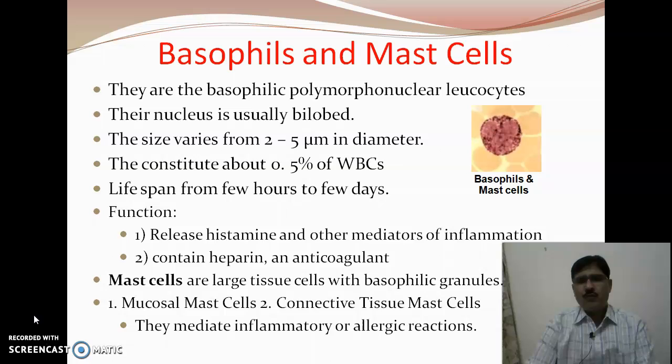Now, the basophils and the mast cells. The basophils are the basophilic polymorphonuclear leukocytes. Their nucleus is usually bilobed. The size varies from 2 to 5 micrometers in diameter. They constitute about 0.5% of the circulating WBCs.